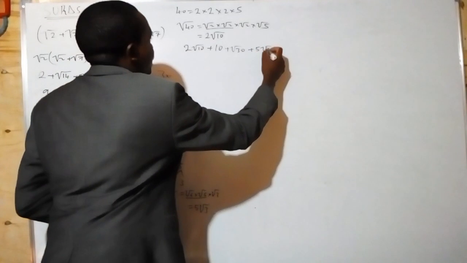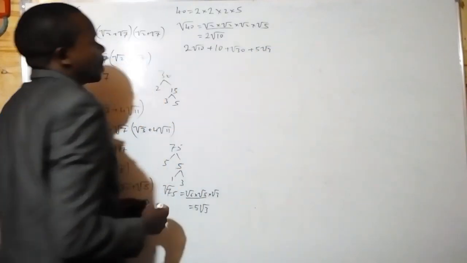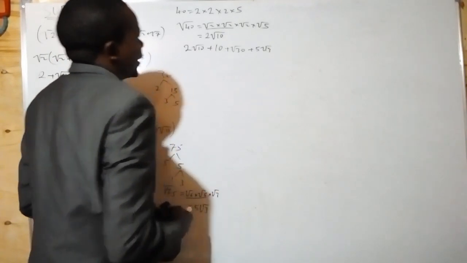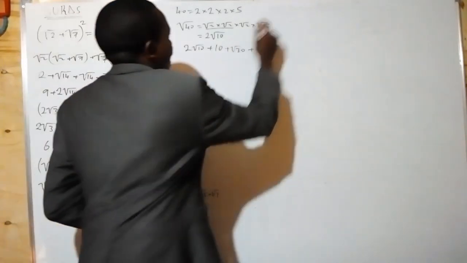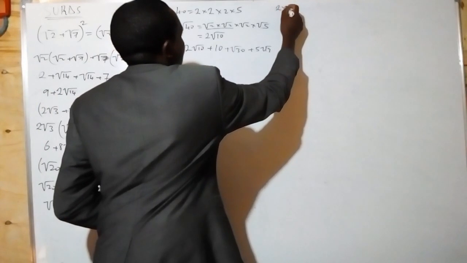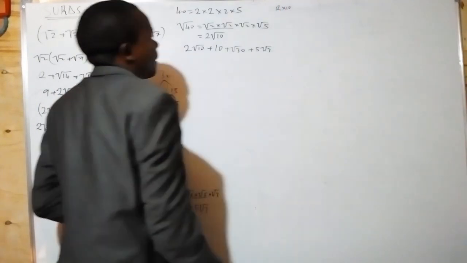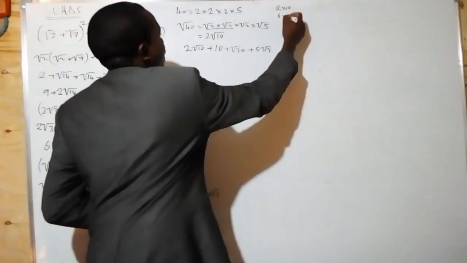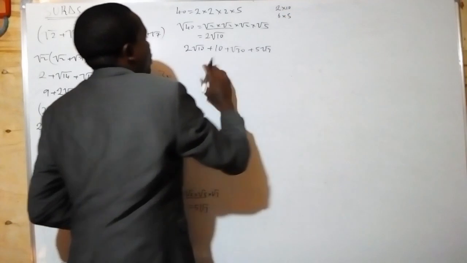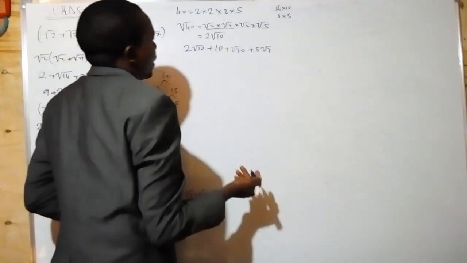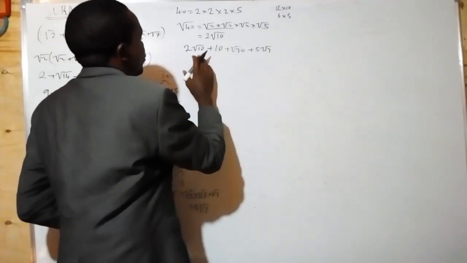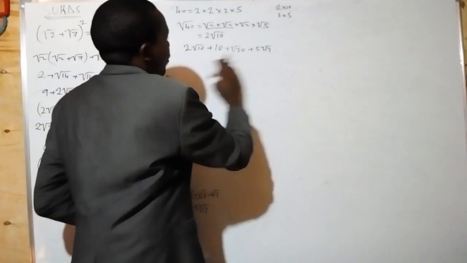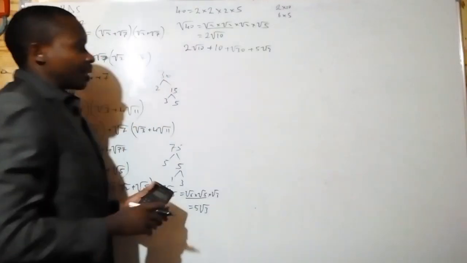Any common? 30. 2 times 15, 6 times 5. There's no common here. You are going to leave your answer like this. 2 root 10, plus, all these are unlike terms. You can only leave your answer like that. That is the correct answer.